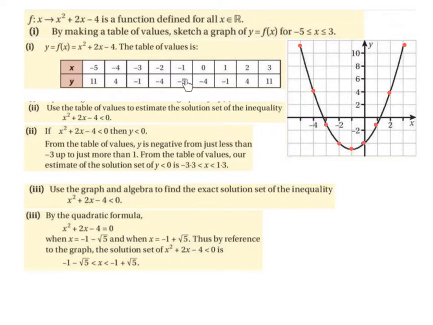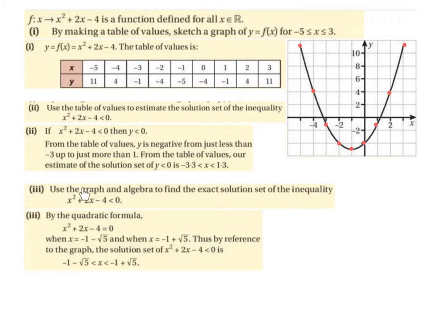So from here to here, we can see that our y values are negative, which means that they are less than 0. So from the table of values, our estimate of the solution set of y is less than 0 is approximately minus 3.3 and 1.3. So somewhere in between these two values, y is going to be less than 0.